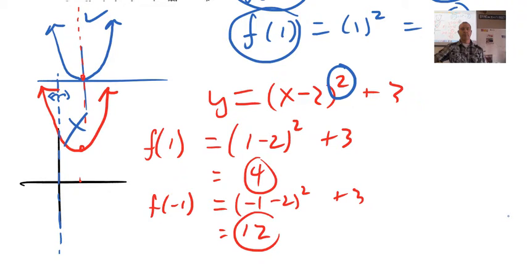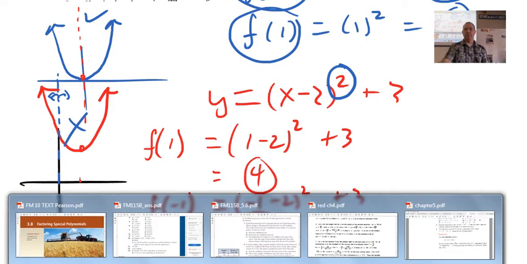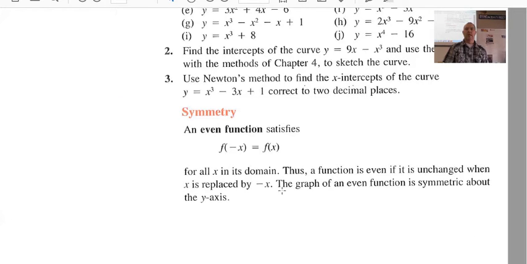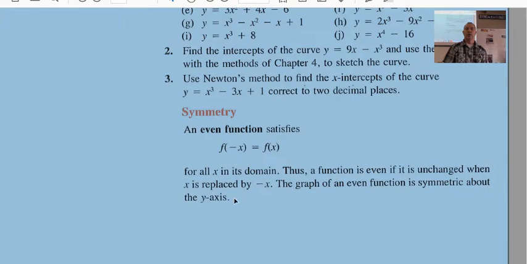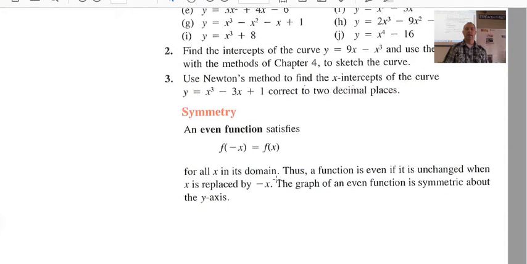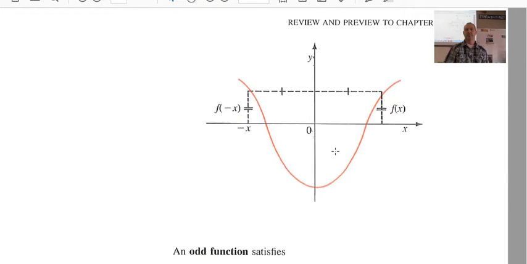Okay? So, going back there to the book, where's my cursor? Okay, so the graph of an even function is symmetric about the y-axis. Okay, so you need to write that down. An even function: symmetric about the y-axis. So that's an even function right there, because if you draw a vertical line through the y-axis, it's symmetrical. Exact same on both sides. Mirror image.